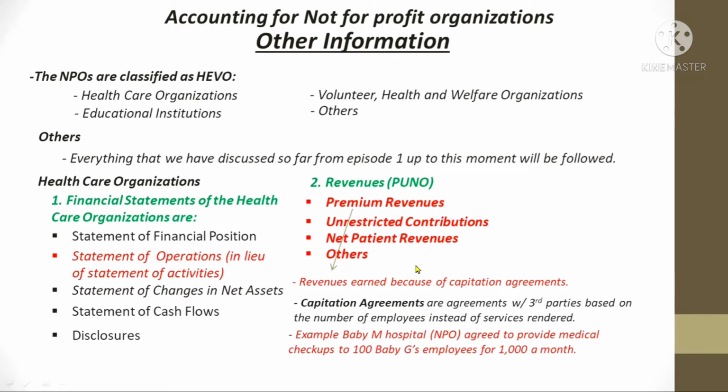Next, we have unrestricted donations or contributions. And I'm sure you are already familiar with this, so I'll repeat it again. These are contributions or donations with no donor restrictions. And that's it. Now, let's go to the one that needs the longest explanation. And what is that? The net patient revenues.